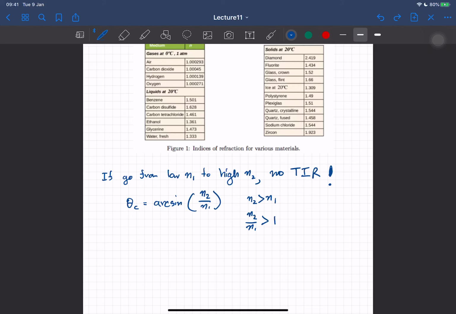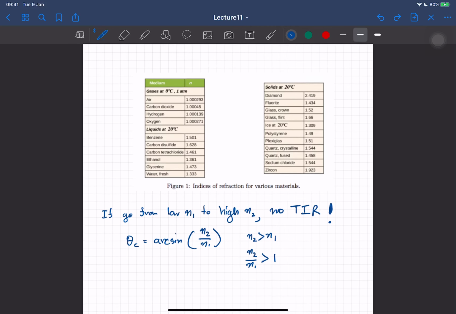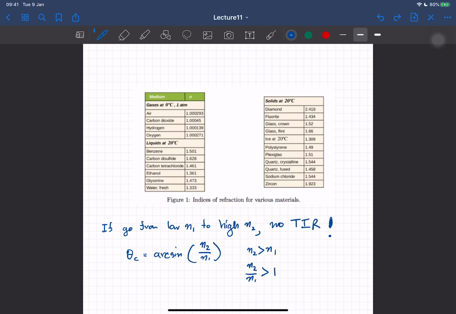Okay, so it's only when n2 divided by n1 is less than 1, meaning that you go from high n1 to low n2, then you can have total internal reflection. Okay, and then when you go beyond the critical angle, then you're gonna get 100% reflection. So this TIR, total internal reflection, is very important in modern technology because that's the basis of optical fiber, which we're gonna talk about a little bit next time.